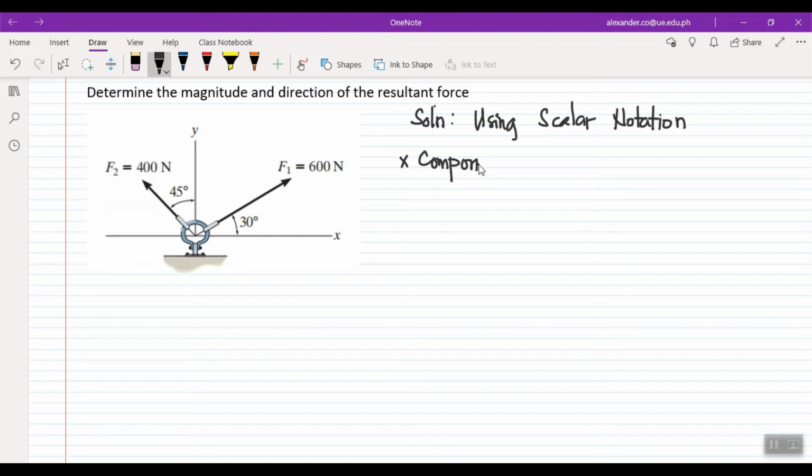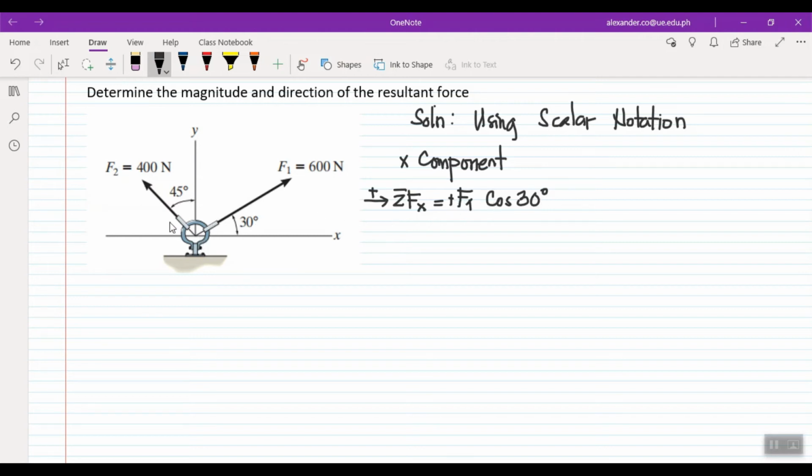Lahat ng x, rectangular form. Okay, so meaning summation of forces in the x-axis. So, lahat ng pakanan, positive. So, unahin natin 'to. F1. Ano yung x component niya? That will be F sub 1 times, ano 'yan? Cosine 30 degrees. Okay? Positive kasi pakanan.